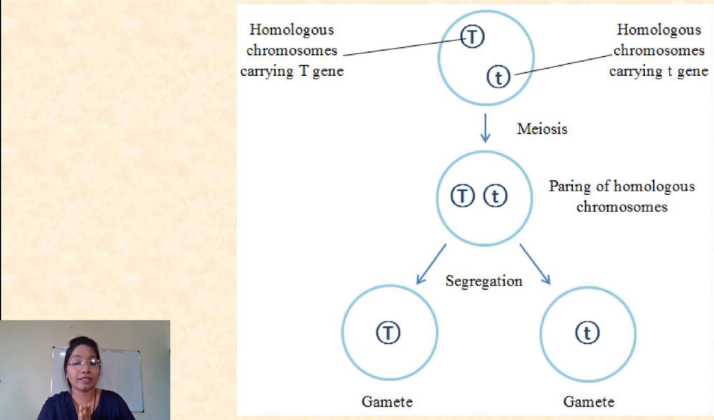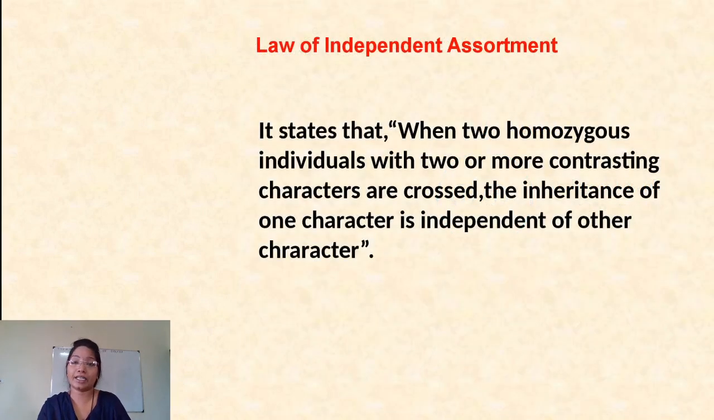Now, as each gamete receives only one of the two alleles, this law is also called the law of purity of gametes, because gametes are always pure. So, this is all about the law of segregation. Next, we will study the law of independent assortment.